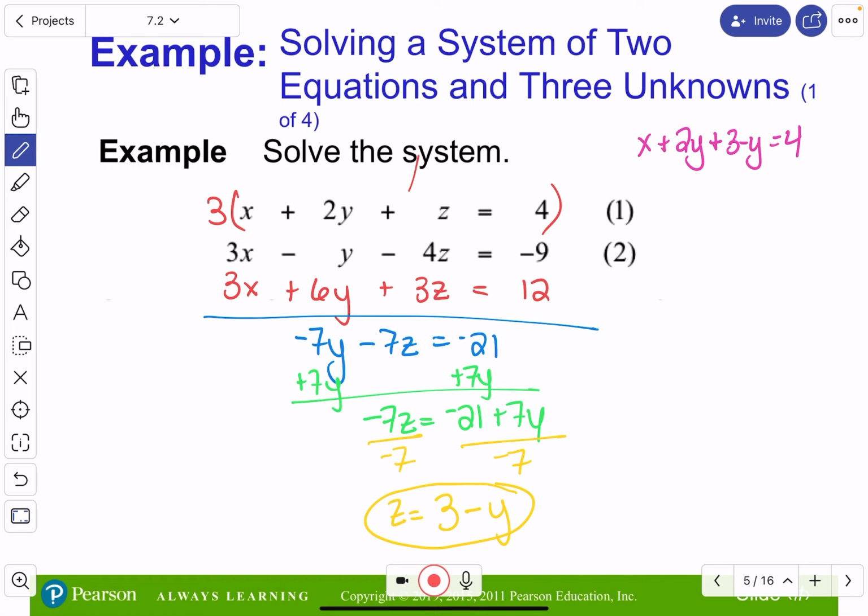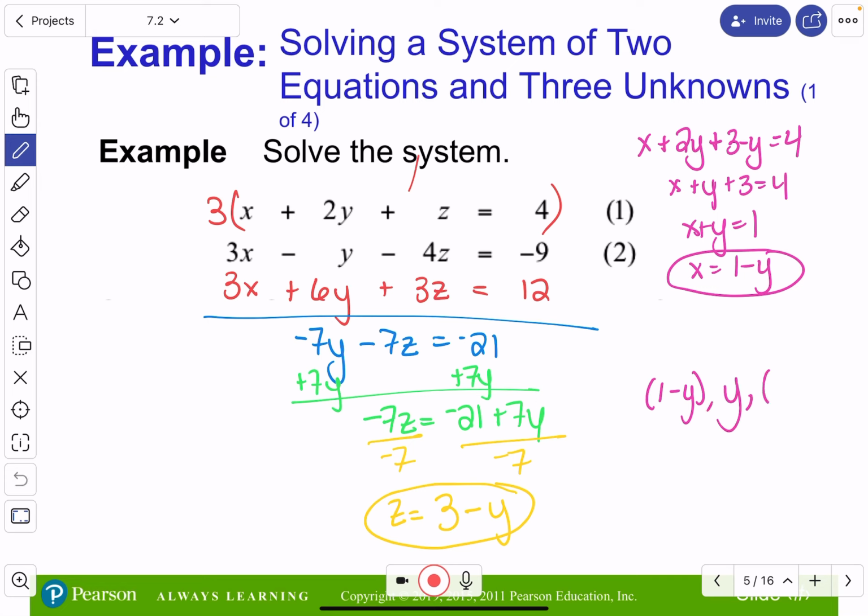And now we're going to solve for x. So if I combine like terms, x plus y plus 3 equals 4. Subtract 3, we get x plus y equals 1. And then x equals 1 minus y. Now, our x is in terms of y. Our y is y. And our z is 3 minus y. So that's how we can write our answer.